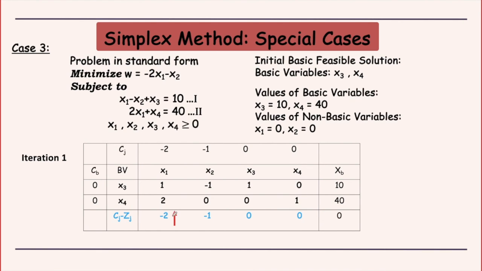Most negative is corresponding to x1, so this will enter. Then leaving criteria, you calculate the ratios: 10 by 1 which is 10, and then 40 by 2 which is 20. So this is the minimum, so this is going to be the departing variable. This is your pivot element. This is already 1, so nothing is to be done for this. This place has to be made 0. So in my next table I will be doing the operation R2 is R2 minus 2 times R1. That will make this place 0, and so I'll get my next basic feasible solution.